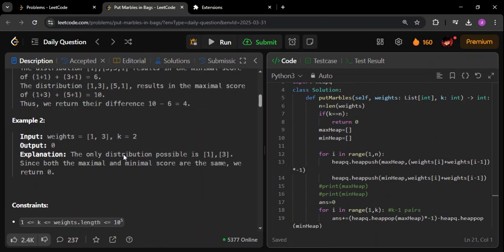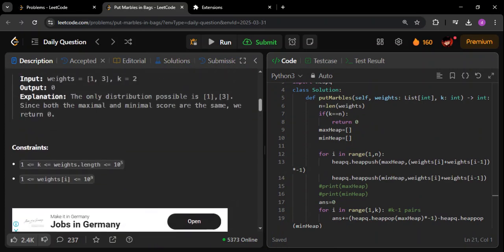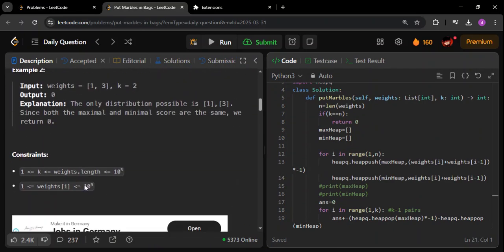Okay, for 10 power 5 elements, let us say k equals 10 or 9 or 8 or 50. In that case it will be a real waste of programming compute power, because we are wasting our time sorting all 10 power 5 elements, though it is not needed. We need only the top 5 elements.